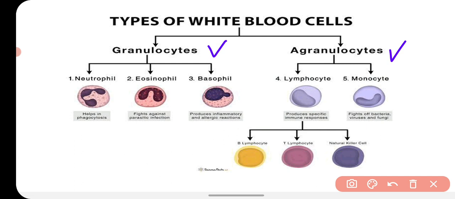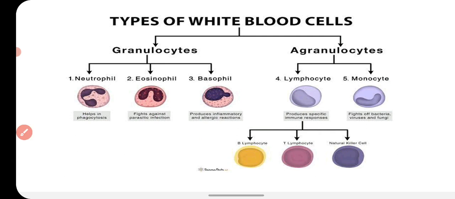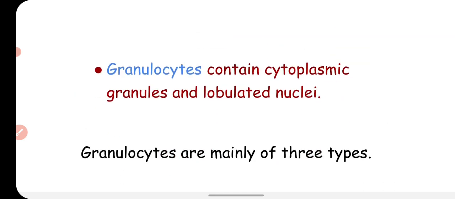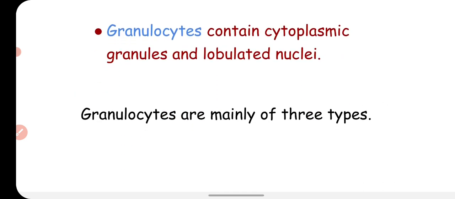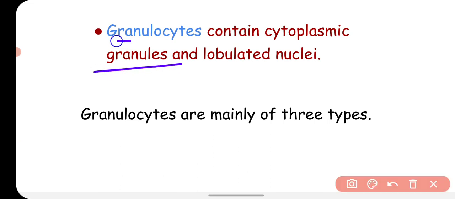Granulocytes are further of three types: neutrophil, eosinophil, and basophil. Agranulocytes are of two types: lymphocyte and monocyte. Then the lymphocyte is of three types: B lymphocyte, T lymphocyte, and natural killer cell. So the white blood cells are of various types. Mainly they are of two types: granulocytes and agranulocytes. Granulocytes contain cytoplasmic granules and lobulated nuclei. They have granules in their cell, that's why they are called granulocytes, and they are of three types.